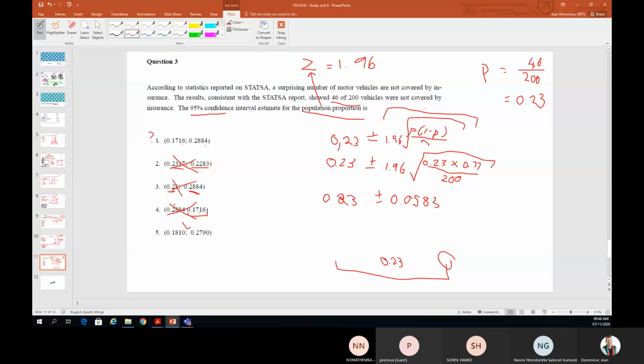Okay, so 0.23 plus minus 0.0583. First we'll do the bottom part. That minus that will give me 0.1716. That plus that will give me 0.2884. Okay, so which is option 1.